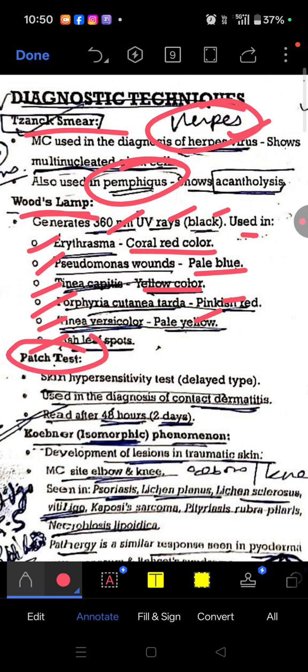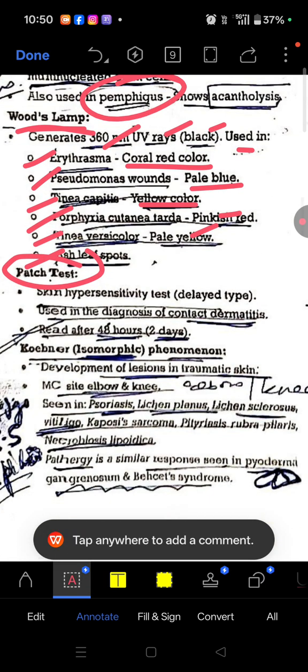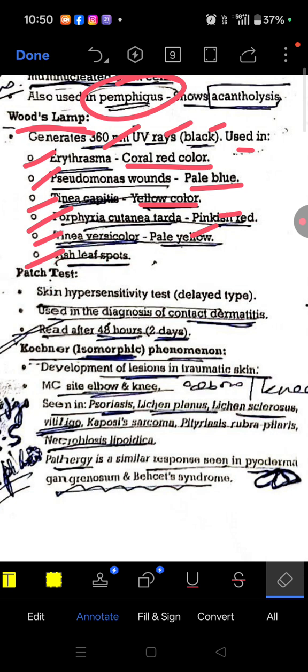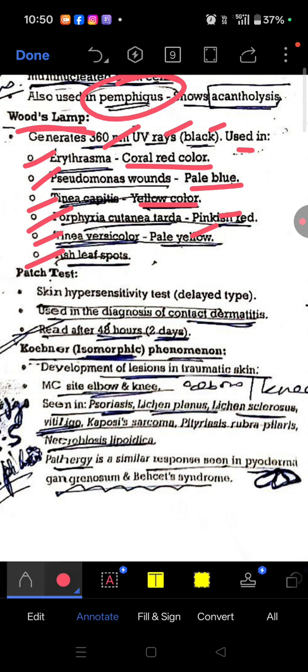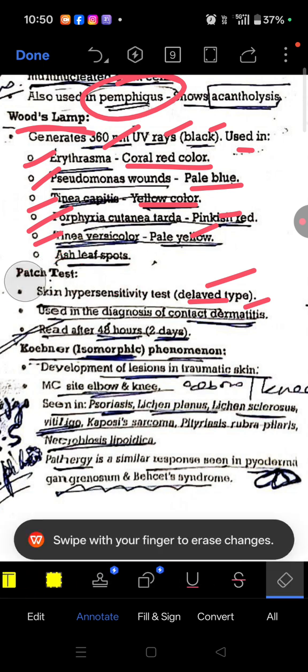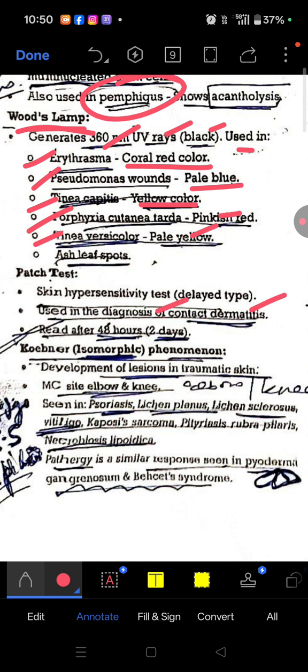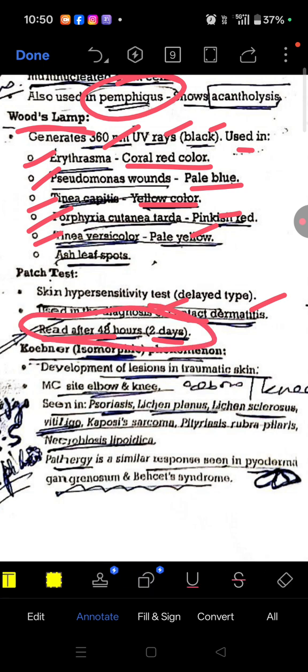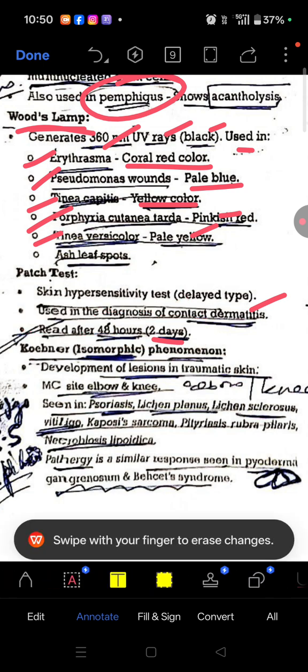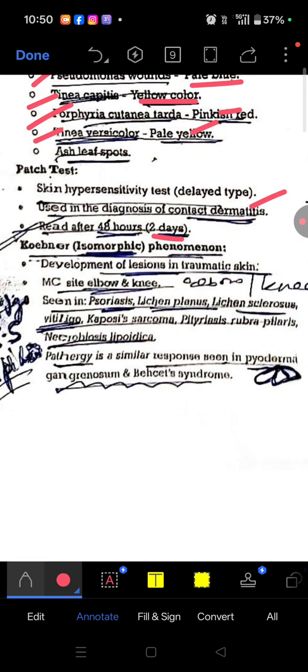Next, patch test. So patch test is used for skin hypersensitivity reaction test. Okay, so it is a delayed type, and it is used in diagnosis of contact dermatitis. So we do patch test, very commonly done. The result is read after 48 hours, that is 2 days. So this question: read after how many days? 2 days.